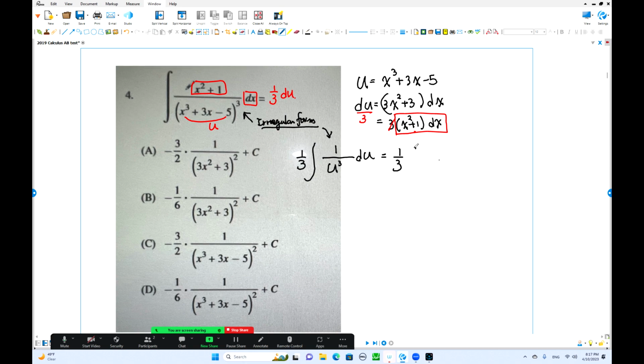I'm going to change the exponent. 1 over u cubed is what? u to the negative 3 du, right? Now you can use the antiderivative. I'm sorry, that is not the exponent, that's just the power, okay? Power.